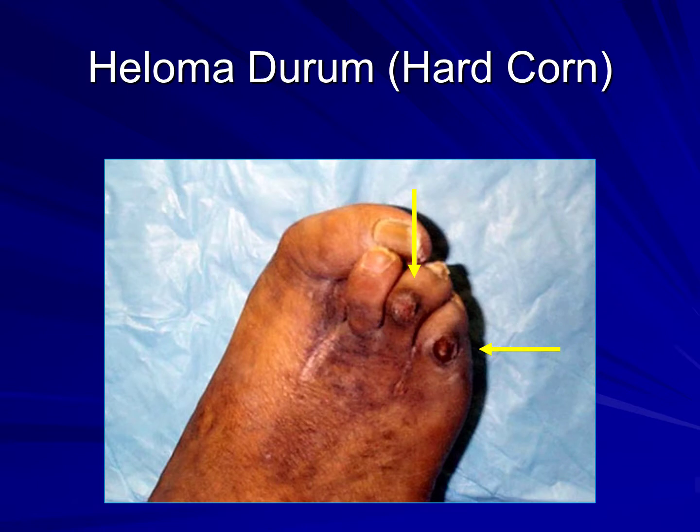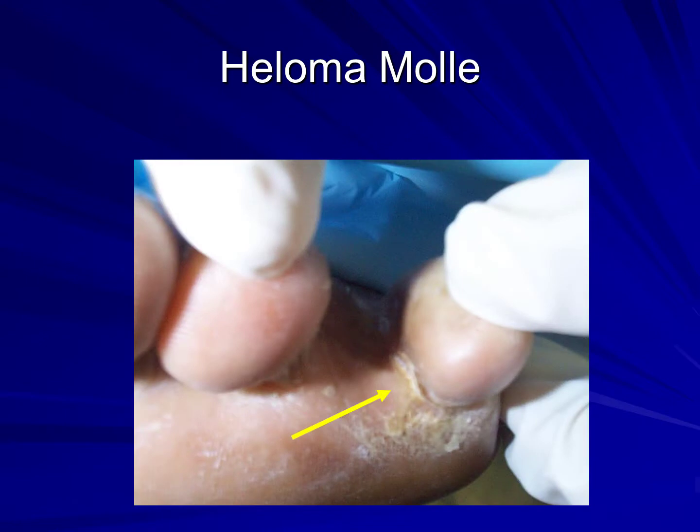Moving from nails to calluses, we see here an example of a hard corn, or a heloma durum. Corns are basically just calluses on the toes. This is a soft corn, or heloma molle. Soft corns are typically found between the toes, and hard corns are typically found on the exposed surfaces of the toes, as we saw in the previous slide.